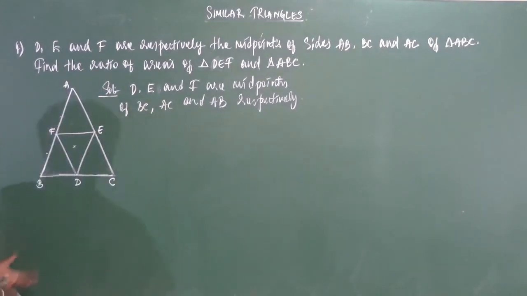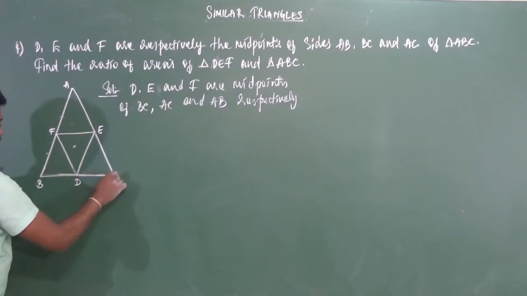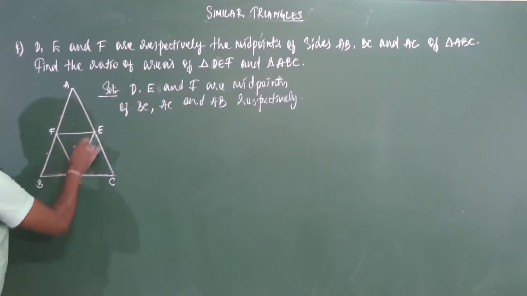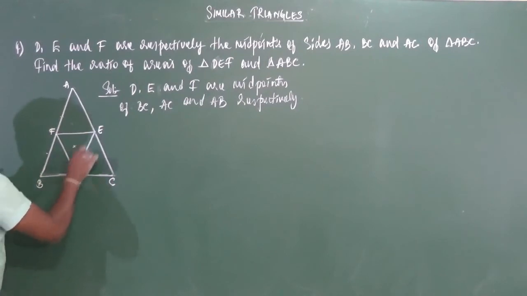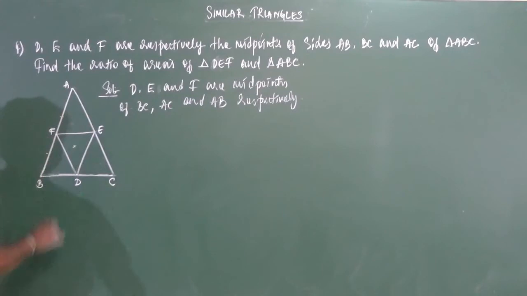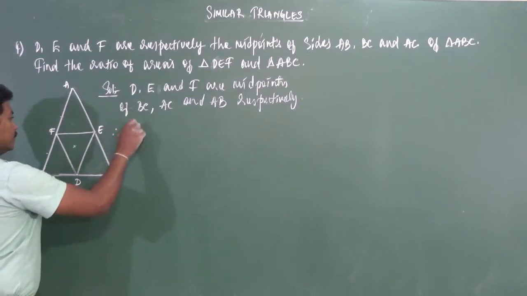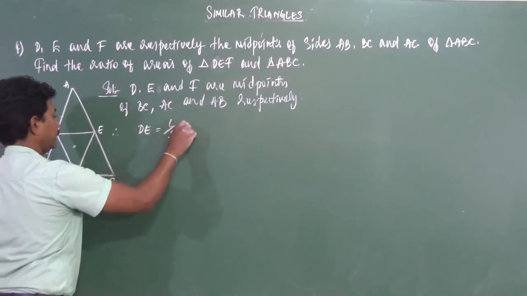So here the same thing has happened. E is the midpoint of AC and D is the midpoint of BC. So DE is the line joining the midpoints of the two sides of the triangle. Therefore, DE is half of AB and DE is parallel to AB.